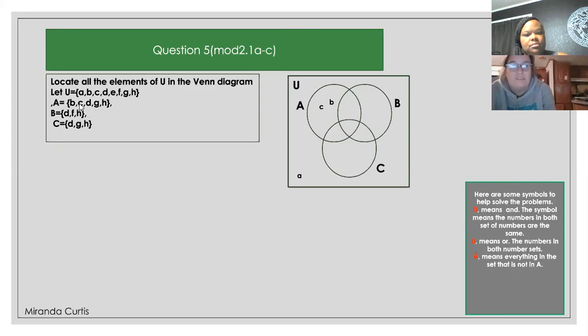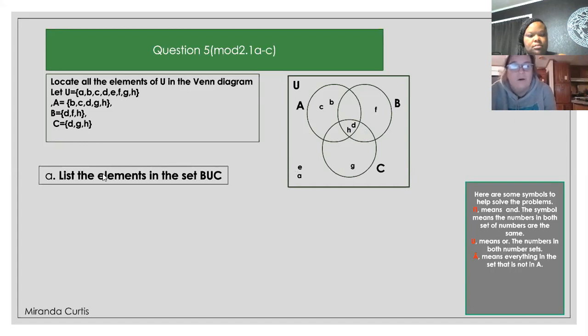Then we look for C, and C is only in A, so it goes in the A bubble. Our next one is E. E is only in U, so it comes out here with A. Then F is in U and in B, so it goes in the B. Our next one is G. G is only in C, so it comes down here. And then H and D are in A, B, C, so they go right here and they intersect.